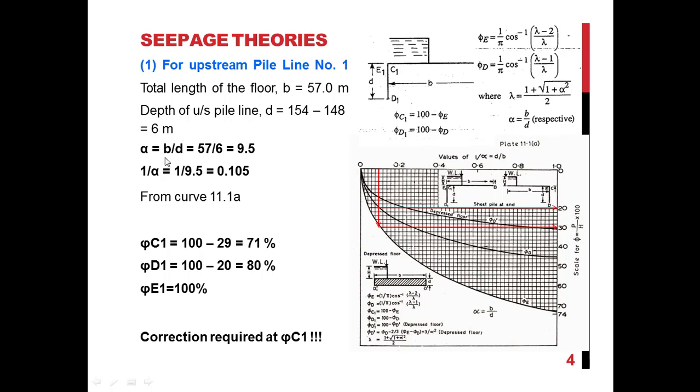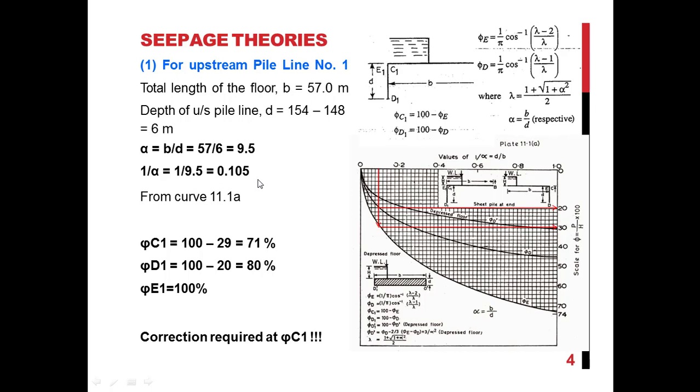Now we will find alpha, which is equal to b divided by d, the ratio between the total width of the structure and the depth of the sheet pile on the upstream side. So b is equal to 57 meters, which is already given, and d is equal to 6 meters, which we already found. So alpha is equal to 9.5. Now we will find 1 over alpha. So 1 over alpha is equal to 1 over 9.5, which is equal to 0.105.